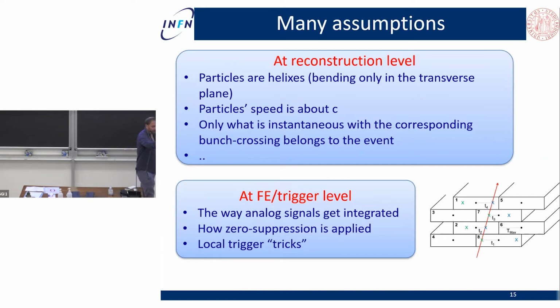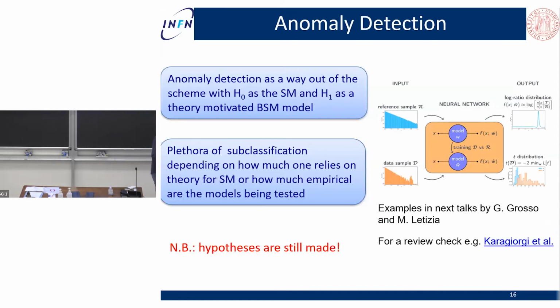But that is at the reconstruction level. Many assumptions occur also at the front-end level, if you want the detector level. Okay, because of the way you apply zero suppression, the way the analog signal is integrated, the way you apply local trigger tricks. If you have questions, I can answer about that later. But let's come to anomaly detection. Okay. So that was just a premise about the fact that indeed we have been making, for the last 12 years, many assumptions in pre-processing our data, prior to the analysis, in filtering and processing the data.